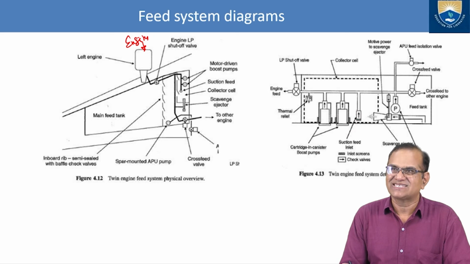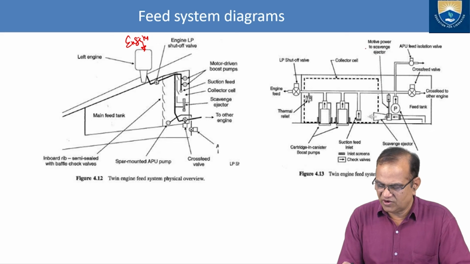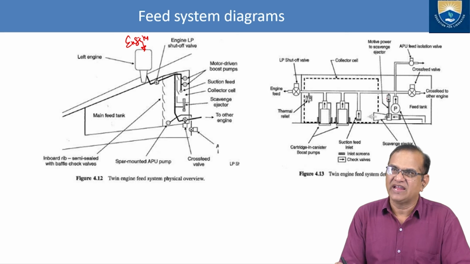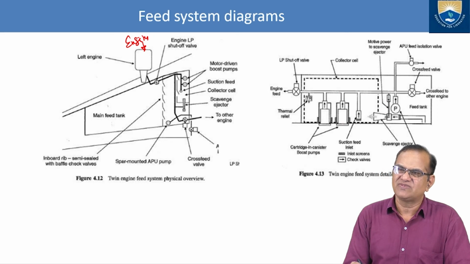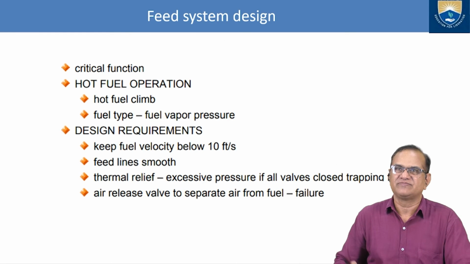We have the suction inlet. Here we have the scavenge ejector. Here we have the motive power to the scavenge ejector, which we are getting from the engine. And in this way, we are making the feed system of the aircraft.